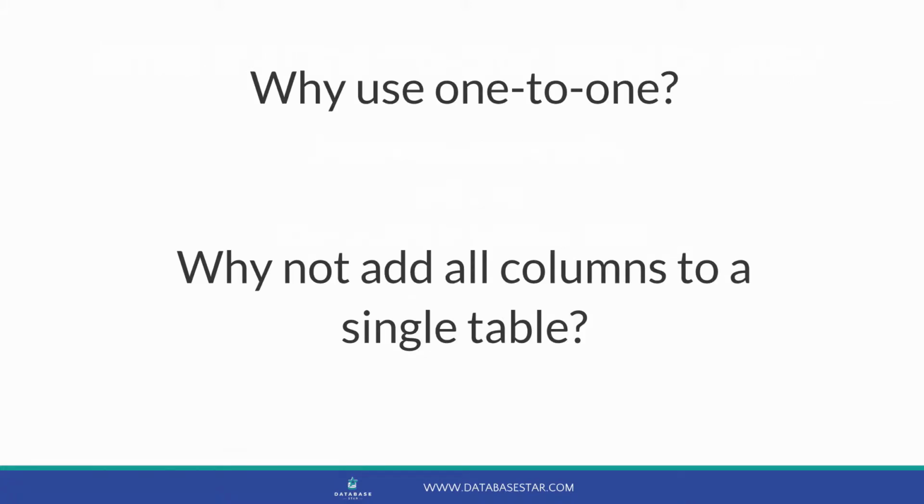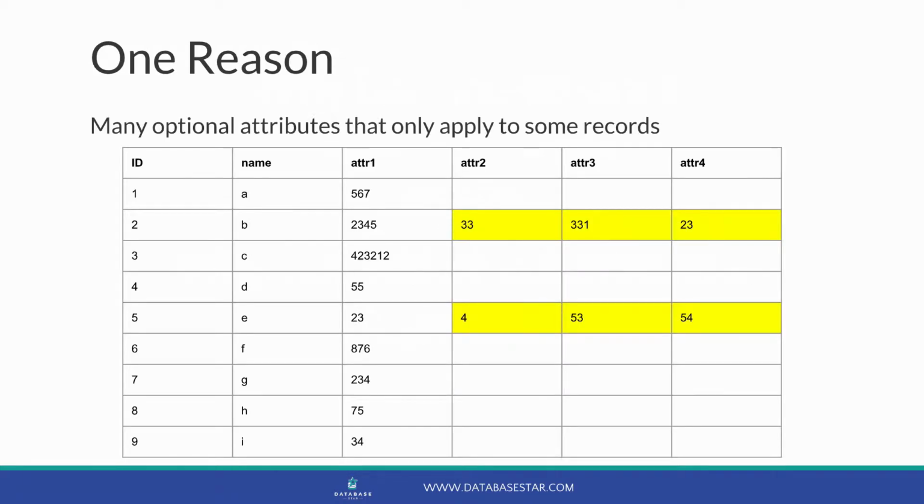So why would you use a one-to-one relationship? If one record in one table matches one record in another table, why not put all the columns in a single table? Surely it's more complicated to split data over two tables and have to join them in an SQL query, right? Well, there are two reasons to consider using one-to-one relationships in your database design.